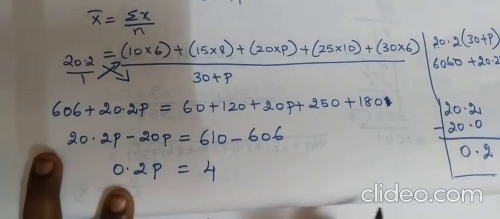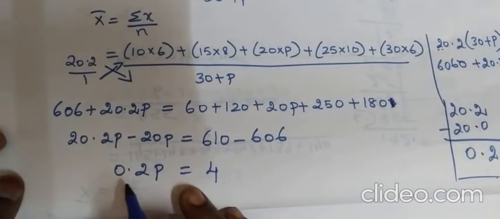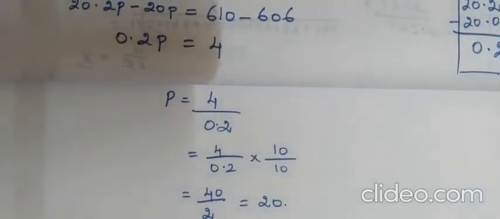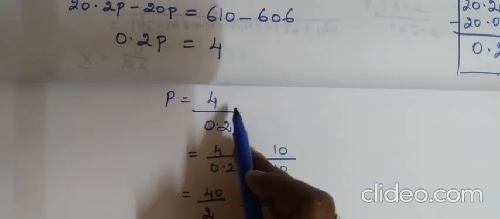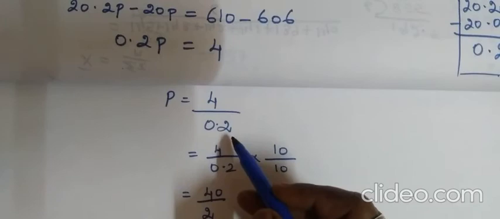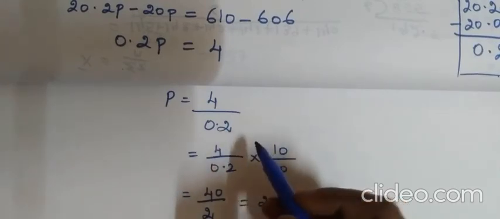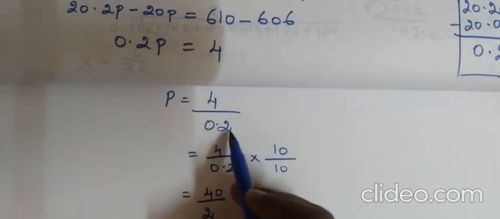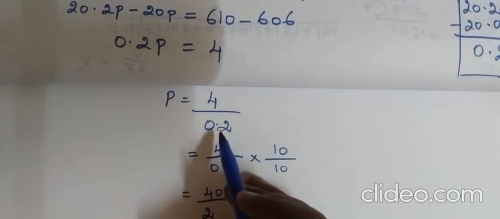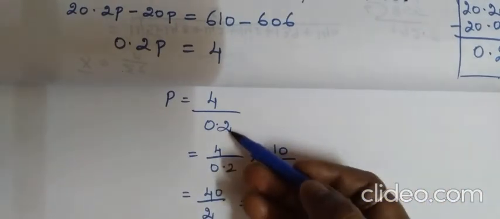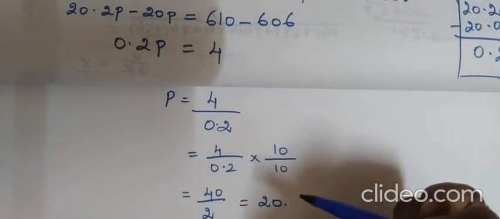So we need the p value. Where will this go? The 0.2 will go to the denominator. If it is in multiplication, the value should go down. P is equal to 4 divided by 0.2. So I don't want a decimal value. To remove the decimal value, how many numbers are there after the decimal point? Check. Only one decimal number. One number after that decimal point is there. One number means we have to multiply with 10. Multiply and divide by 10. If it is a 2-digit number, multiply by 100 and divide by 100.